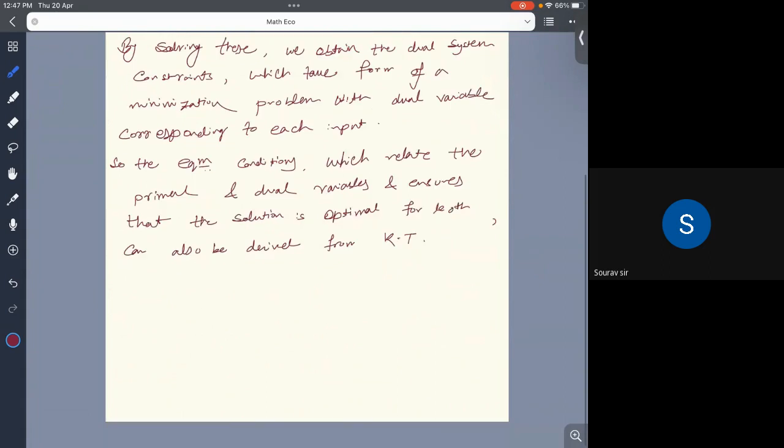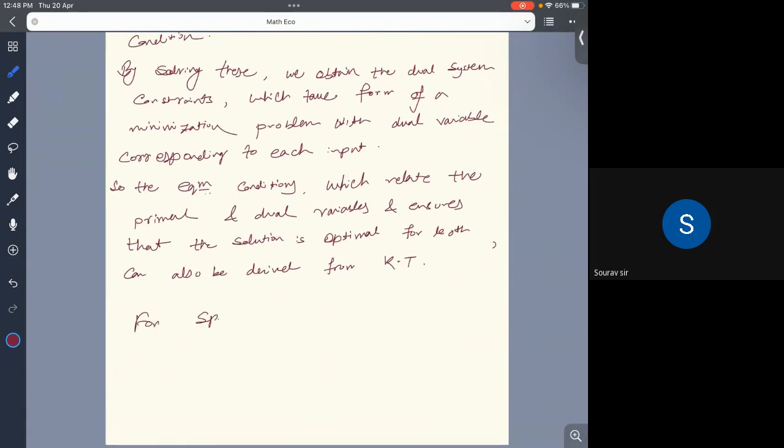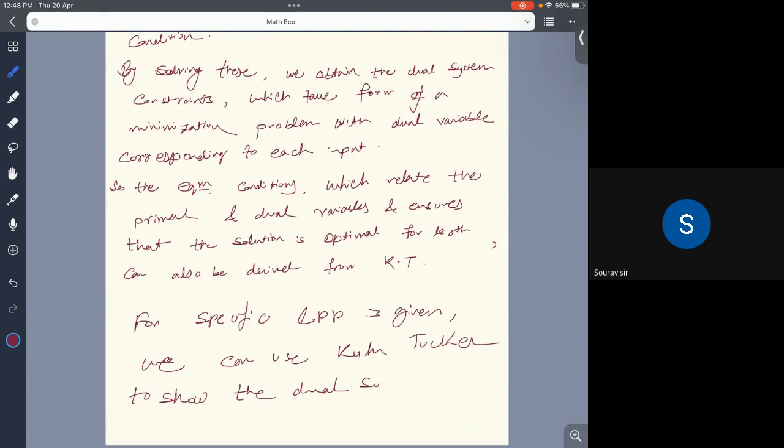So we can conclude this sum: for the specific LPP given, we can use the Kuhn-Tucker conditions to show the dual system constraints and equilibrium conditions are satisfied. So this is the solution. This is the pattern which you can apply to solve this problem.